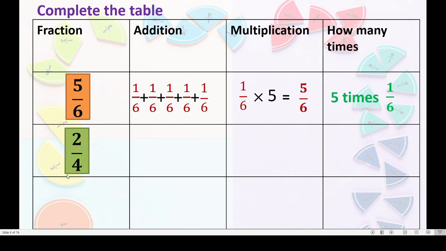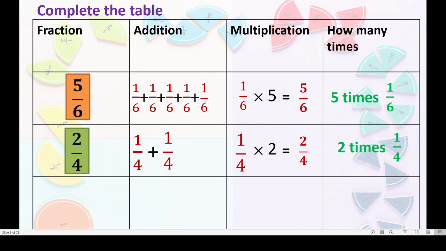One more. 2 upon 4. Yes children, can you tell me the addition form of this one? Yes, you are right. 1 upon 4 plus 1 upon 4. The answer is 2 upon 4, isn't it? Now in the multiplication form, 1 upon 4 multiplied 2 times, isn't it? So we will get 2 upon 4. Now how many times? 2 times 1 upon 4. Isn't it easy?